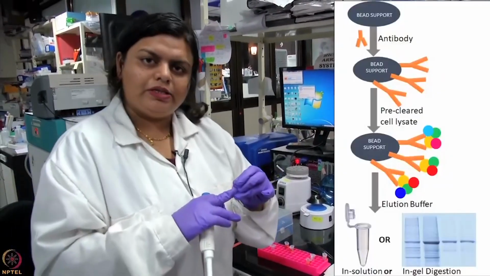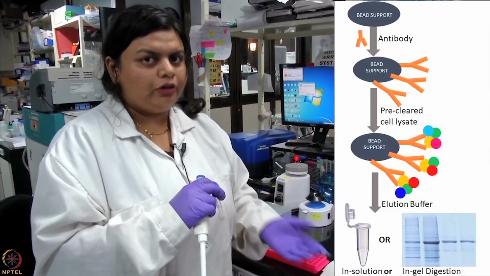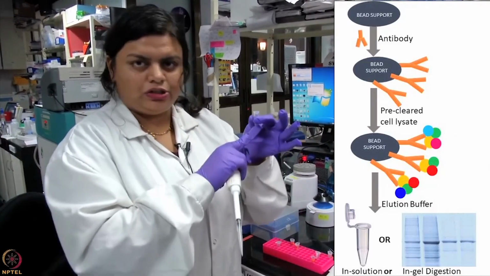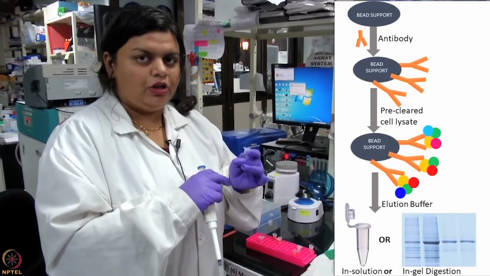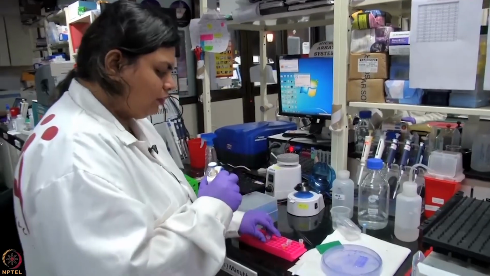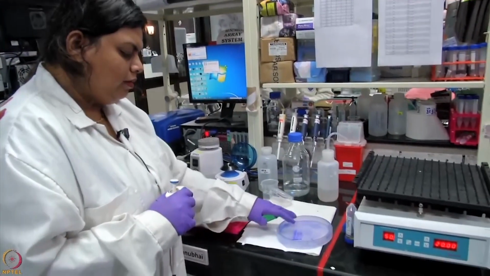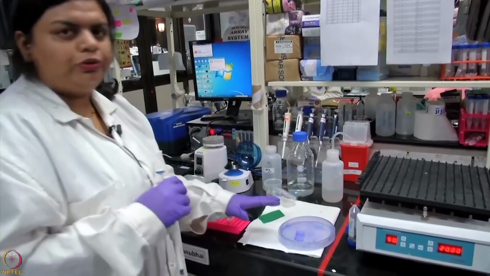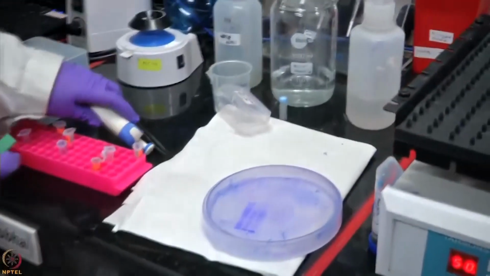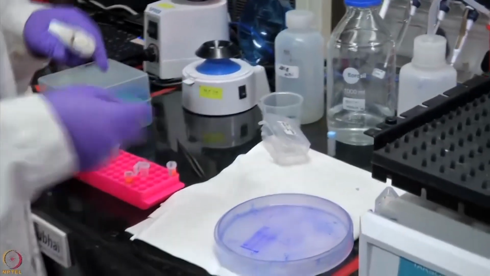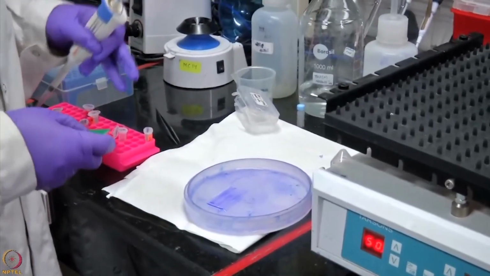There can be two ways by which you can go for the protein identification. Number one, you can go for the in-solution digestion of this eluate. Number two, you can perform an in-gel digestion. Here you can see, when you run the protein in a gel, you will get different bands, and now you don't know what is what. So various proteins that are present in the mixture will get separated in the SDS gel.